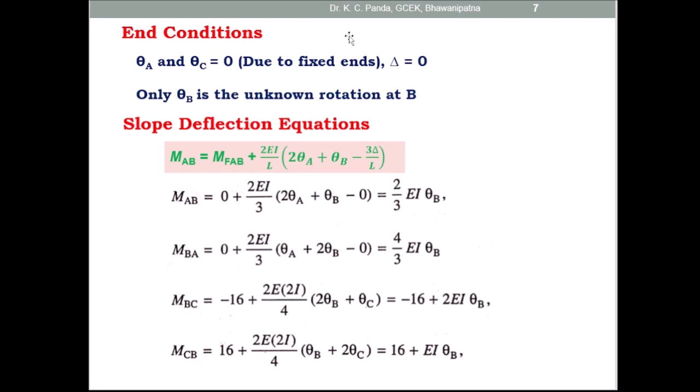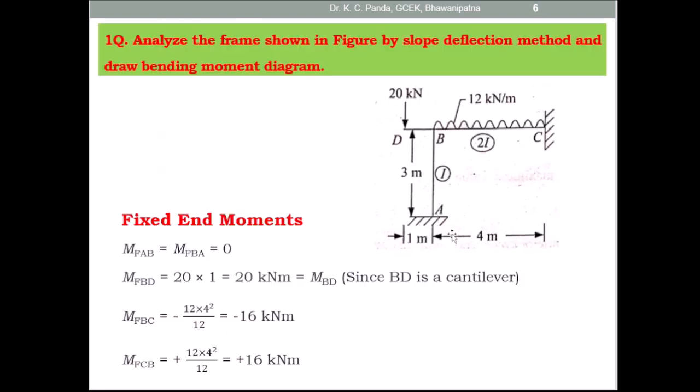Then coming to the end conditions, at the joint A, due to the fixed end, the slope theta A is equal to 0. Then at the joint C, due to the fixed end, the slope theta C is equal to 0. Here the rotation takes place at joint B, and that is theta B. Theta A is 0, theta C is 0, and theta B is the unknown. And because there is no sway here, delta is also equal to 0. So theta A is 0, theta C is 0, delta is 0, and only one unknown, that is theta B.